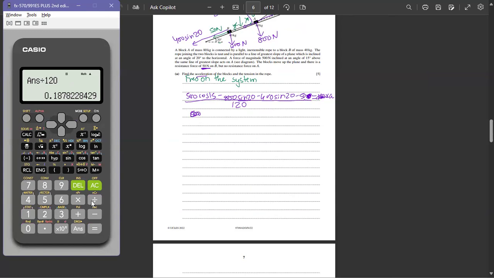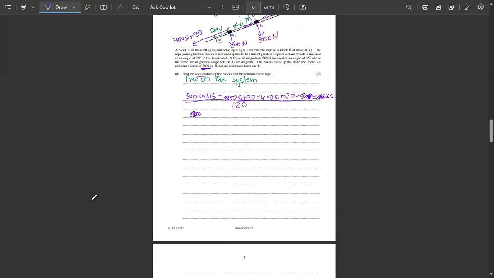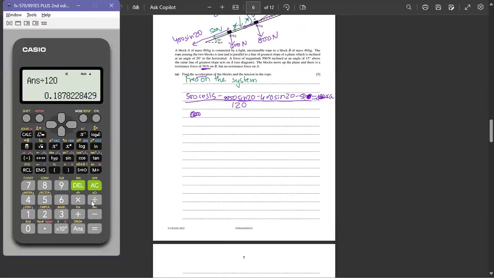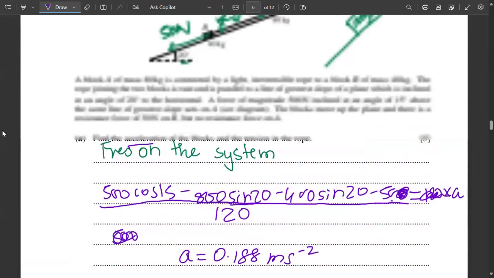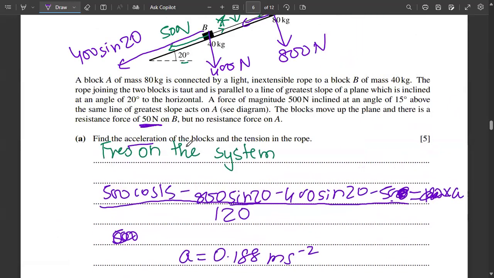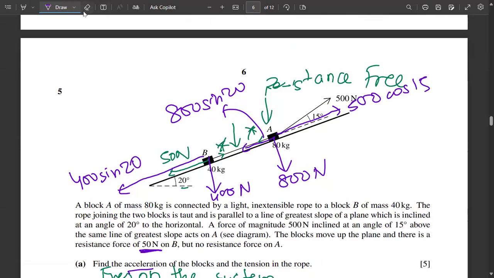So the acceleration is 0.188. Now that we have this, acceleration is 0.188 meter per second square. Next, the second question is to find the acceleration of the block. This is done. And the tension in the rope. What we did last time was we cancelled out the tensions because they were opposite each other, and because we were taking every force, they were cancelling.